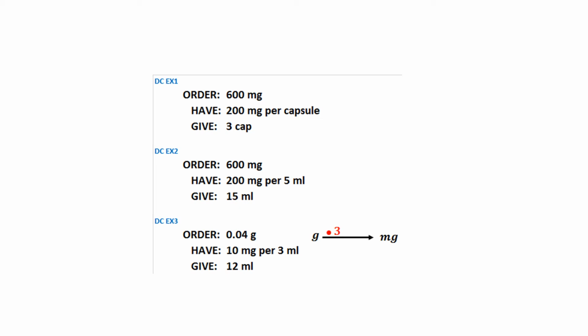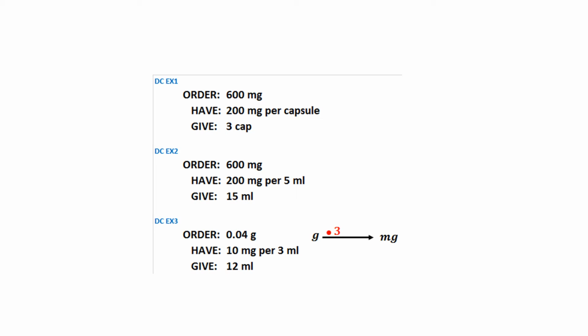Our next example, you have an order of 600 milligrams of a drug, and you have 200 milligrams of that drug per 5 ml. What do you give the patient? Well, it's 600 milligrams times 5 ml over 200 milligrams. The milligrams cancel, so that's 3 times 5 is 15 milliliters.